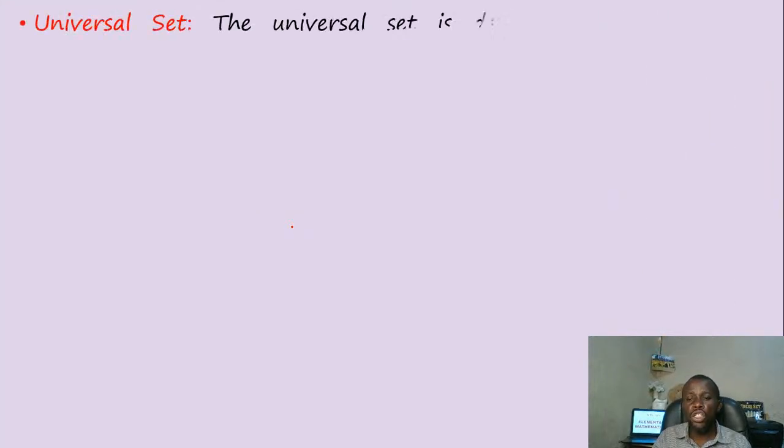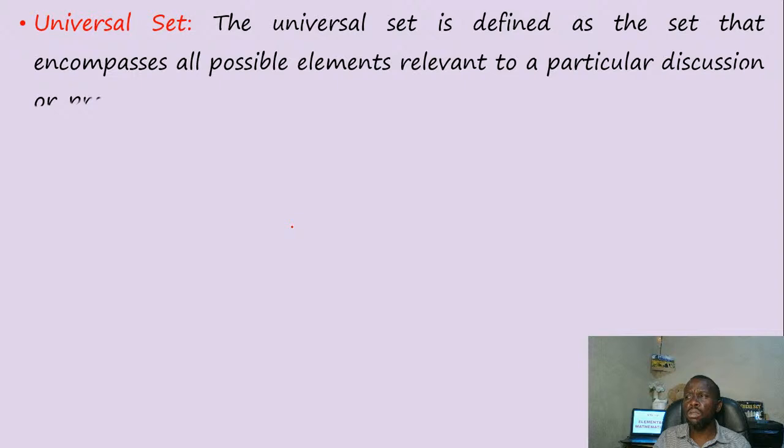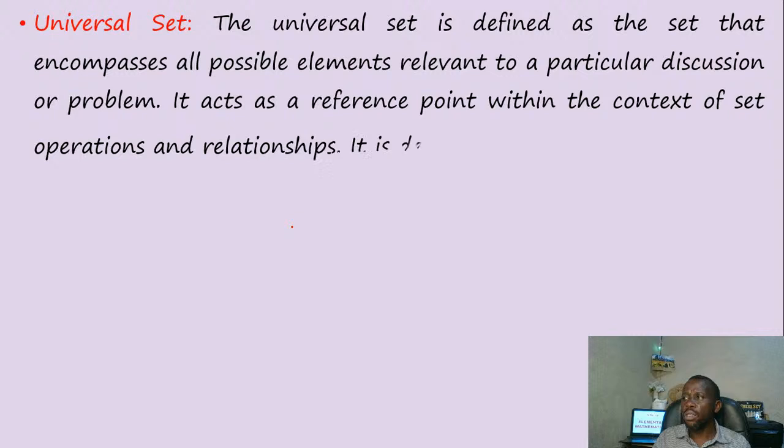Then we have another one called the universal set. The universal set is defined as the set that encompasses all possible elements relevant to a particular discussion or problem. It acts as a reference point within the context of set operations and relationships. It is denoted by U. We use U for the universal set.